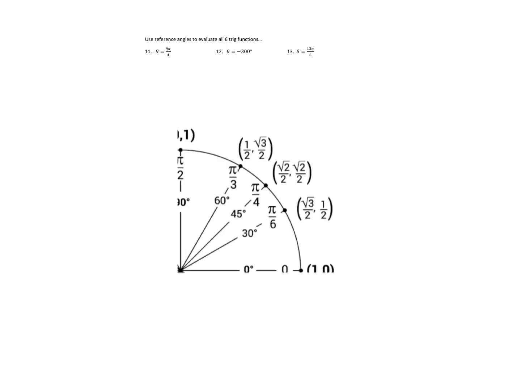All right, for 11, 12, and 13, we want to use the reference angles to evaluate the 6 trig functions. On the quiz, we're going to give you the first quadrant of the unit circle. So you don't get the whole unit circle, you're only getting the first quadrant. So let me paste that in there for us. All right, so you're going to get that, just the first quadrant.